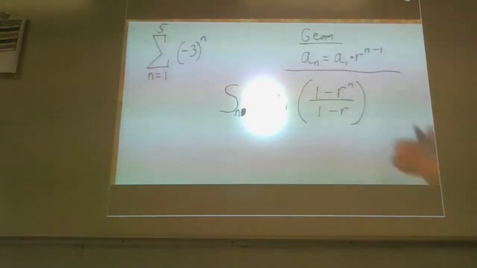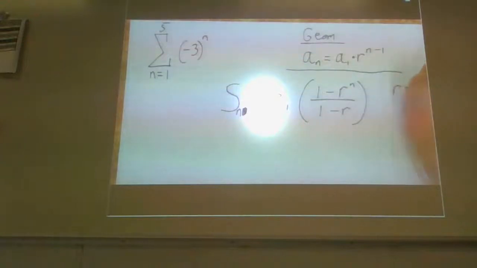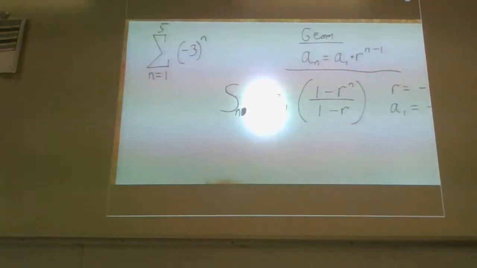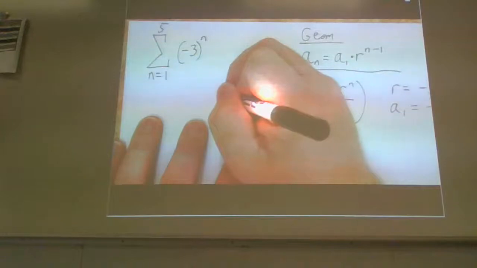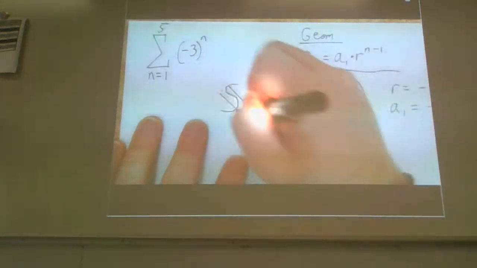In this case, r being -3, a sub 1 being -3 as well. That's a little weird one right there. That is a weird one. I'm not a fan of that. Yeah, but it does work. I'm going to do it the other way, though. I'm going to do it the slightly easier way.